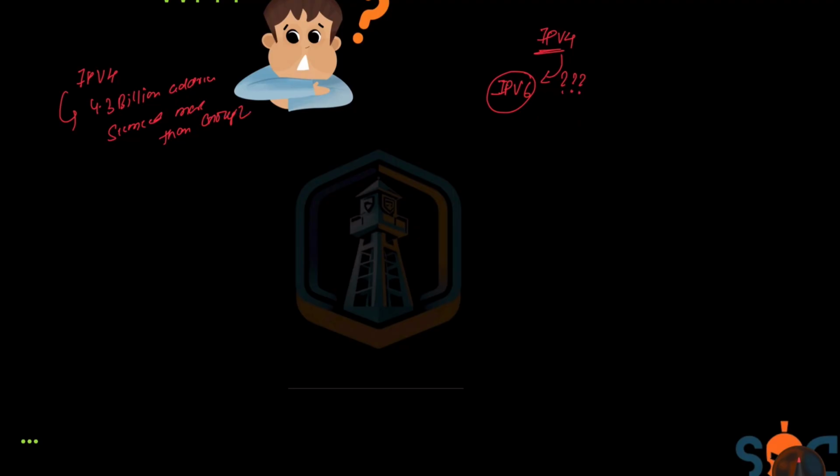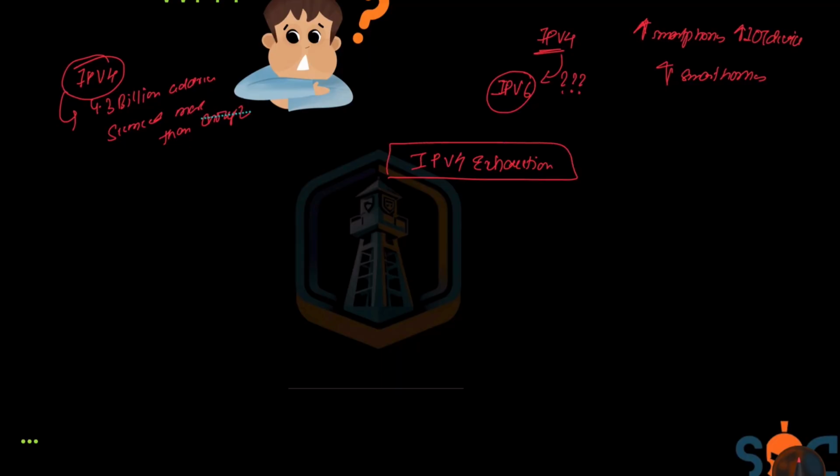But with more smartphones, with more IoT devices, with more smart homes, IPv4 was not enough. So we started running out of IPv4. This particular problem of running out of IPv4 addresses is named as IPv4 exhaustion. IPv6 allows every device to have its own unique IP address, improving speed and security. Temporary solutions like NAT helped initially, but they were not permanent.